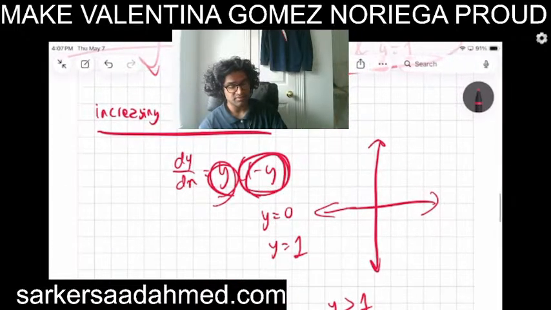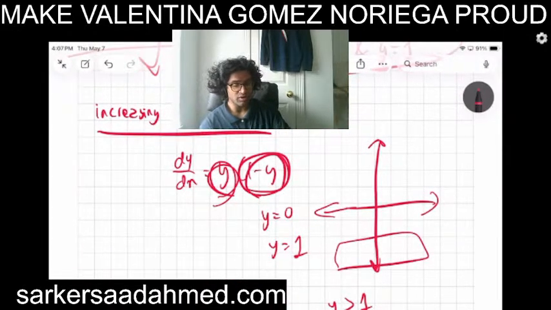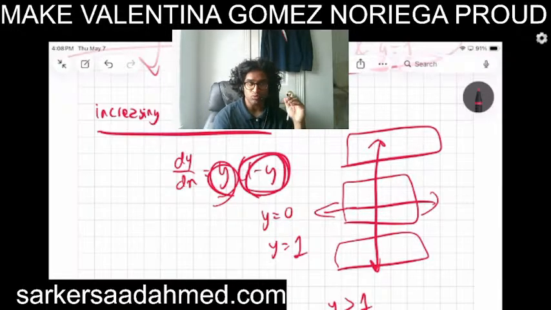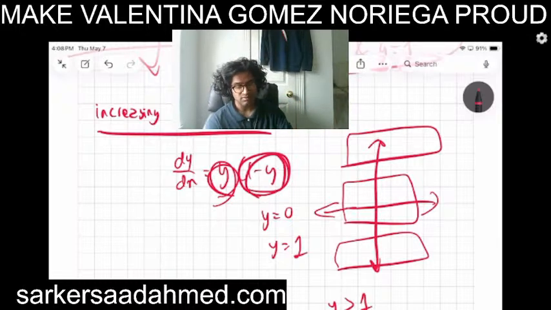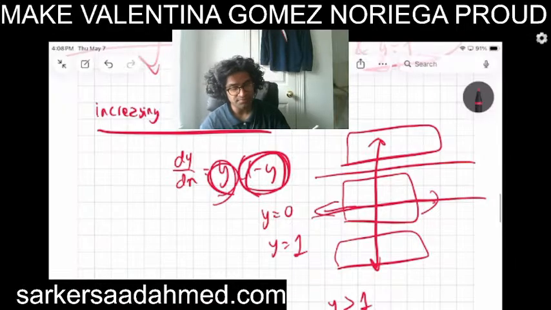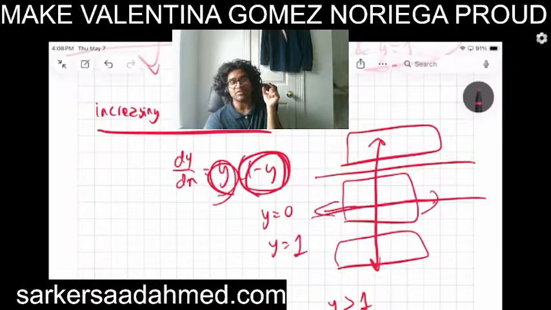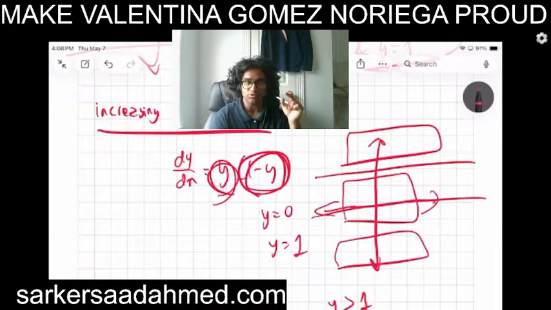So what happens at y less than 0? What happens between y equals 0 and y equals 1? What happens at y greater than 1? Because we know at y equals 0 and y equals 1 it'll be horizontal. But what happens in between them? What happens on the region that is not y equals 0 and not y equals 1? Which means we need to find out what happens at y equals 0, in between y equals 0 and y equals 1, and also at y equals 1.